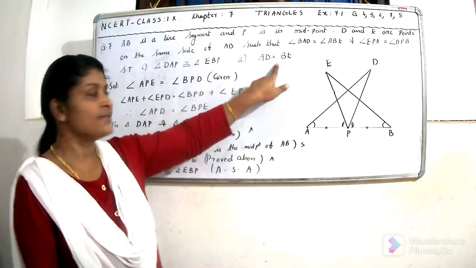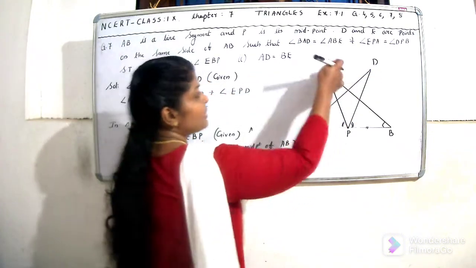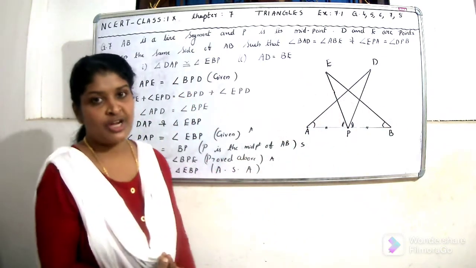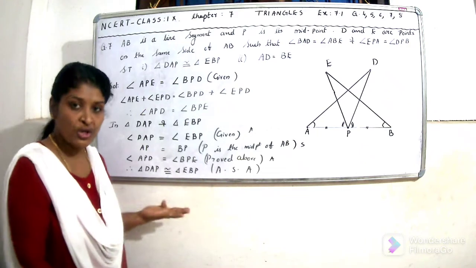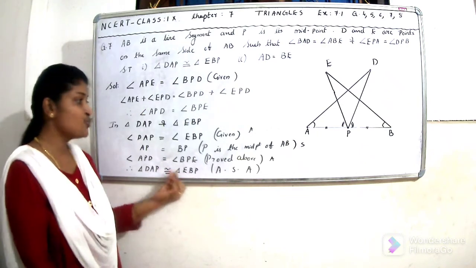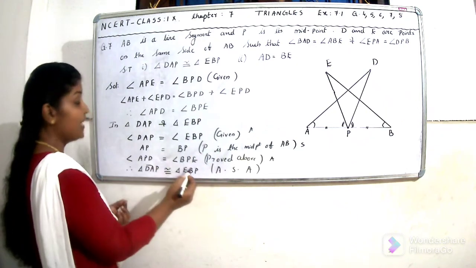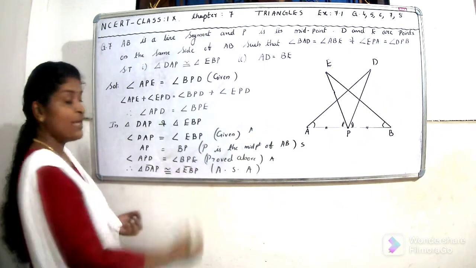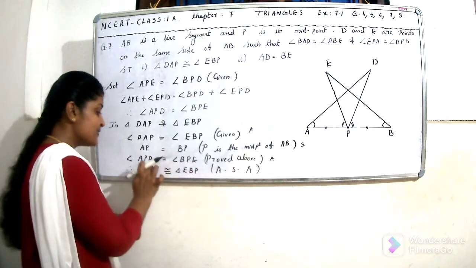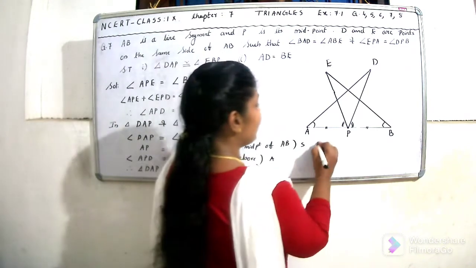Now the second part: AD means this side, and BE. So whether these two sides are equal or not, that is what they are asking. Since we proved these two triangles are congruent, the sides AD and BE, or EB, both are equal. What is the reason? CPCT. So we can write that in the second part.